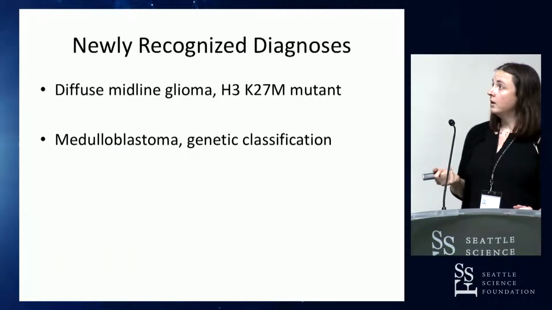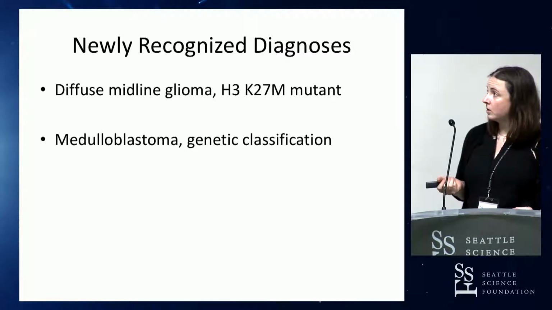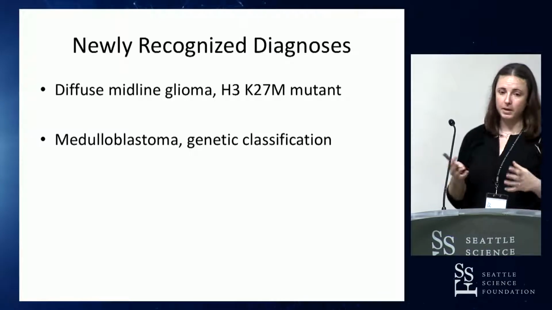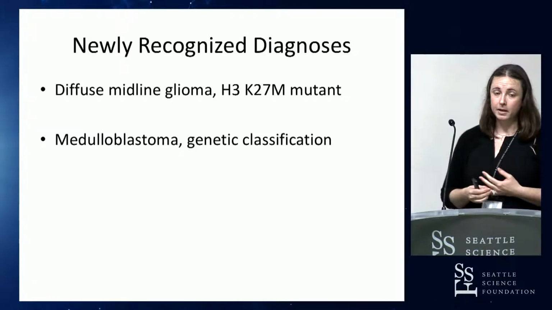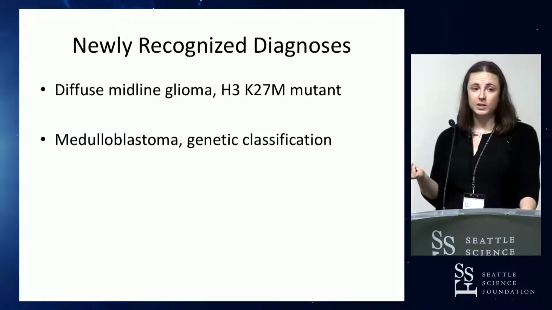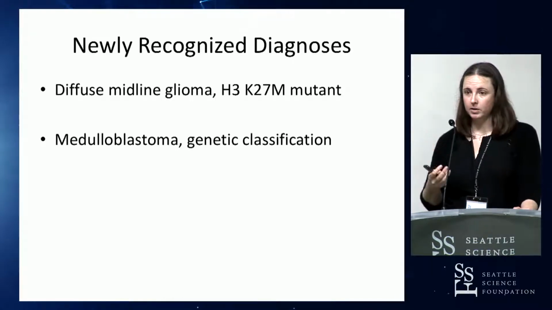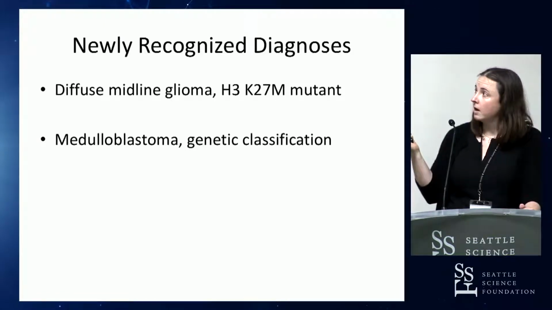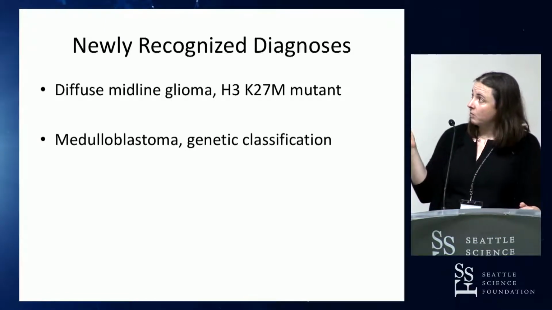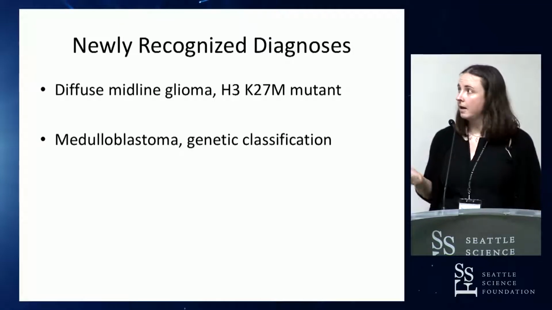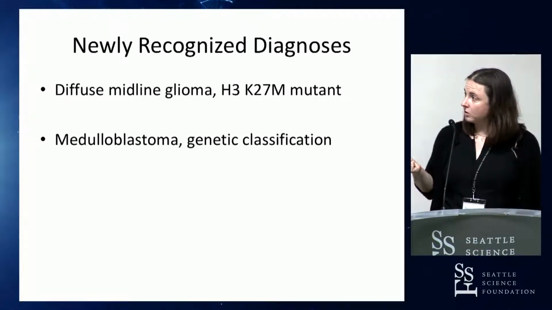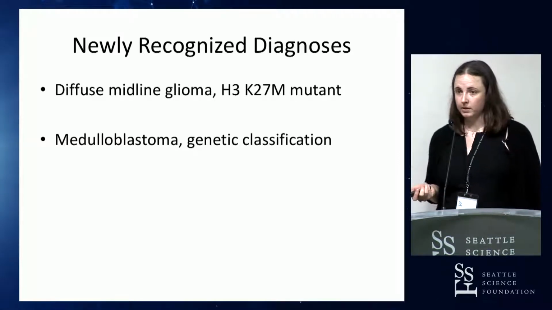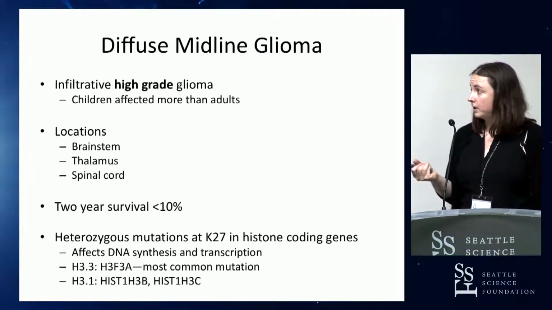And so just to quickly touch on some of the newly recognized diagnoses, diffuse midline glioma was really one of the big deviations that we had in our update of the WHO book. Previously, these were just high-grade gliomas in the midline, but they've actually found that there's a very specific mutation on the K27M point of histone 3, and I'll talk about that in just a moment. And then medulloblastoma has really been parsed out into a lot of different classifications or genetic classifications.